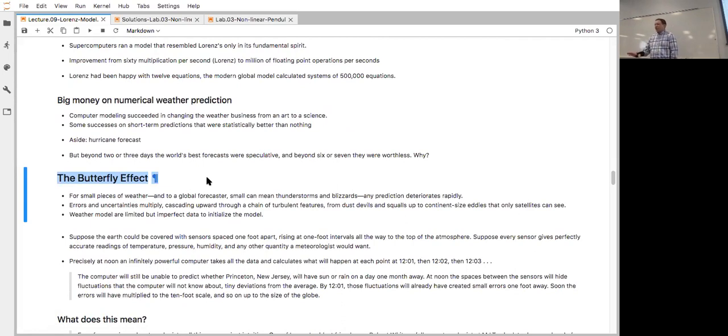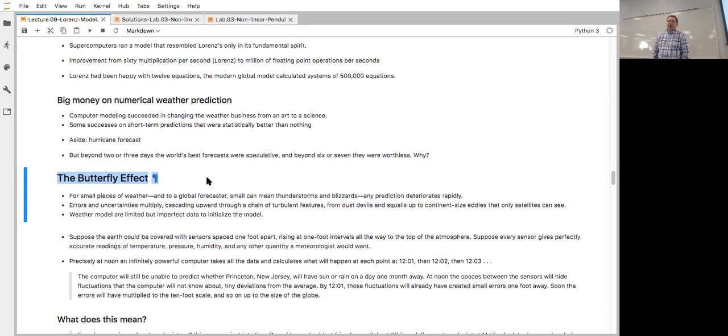Any one prediction deteriorates fairly rapidly, right? I don't know where the storm's going to go. Errors and uncertainties are going to multiply, cascading through a chain of turbulent events. And what you're going to get is little swirls like dust devils and squalls merging together. All their vorticity will merge together, and you're going to get these large continent-sized scale storms that you can sort of see from a satellite.